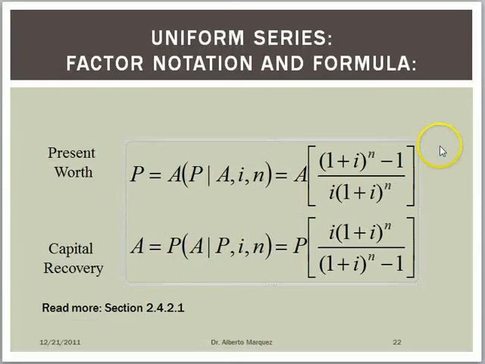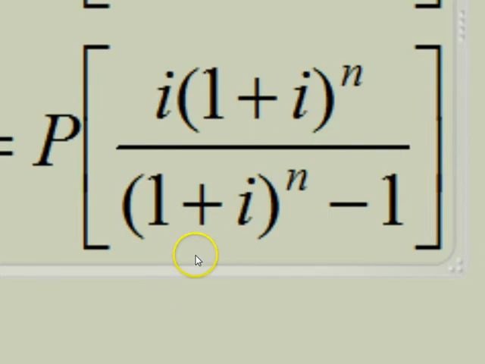In the same way, we could find an annuity if we know the present value by multiplying such present value times the factor A given P for i, n. Now the formula, of course, is very simple to derive. If we know the previous one, it is just the reciprocal of this formula. So we have i times (1 plus i)^n divided by (1 plus i)^n minus 1.